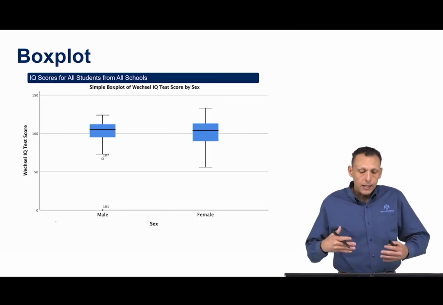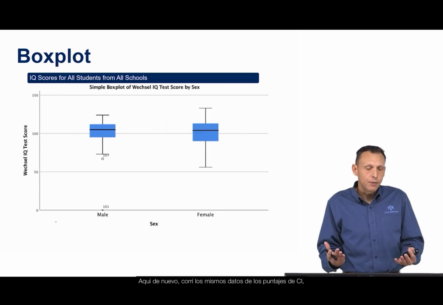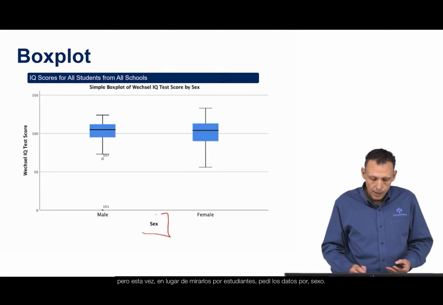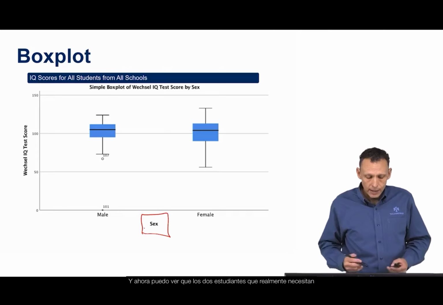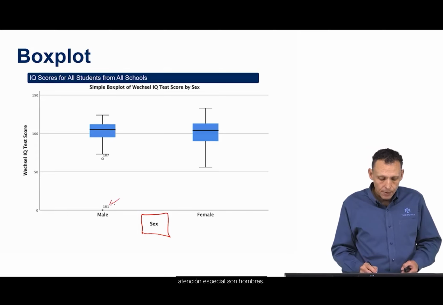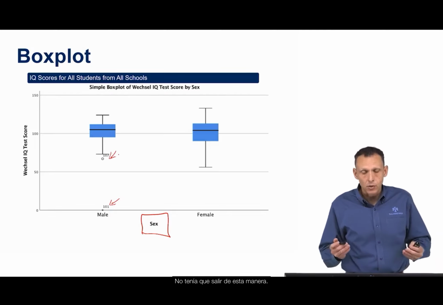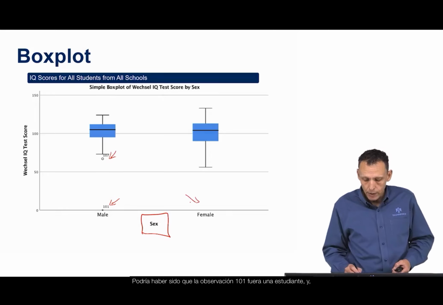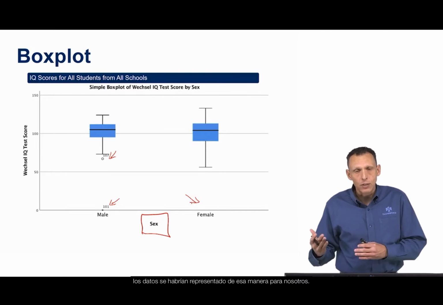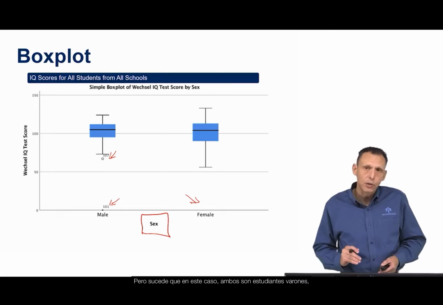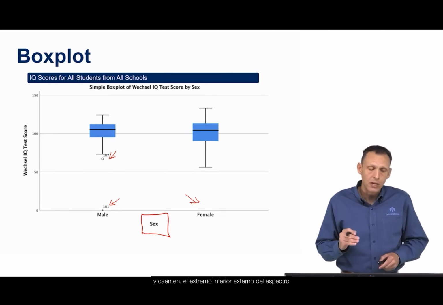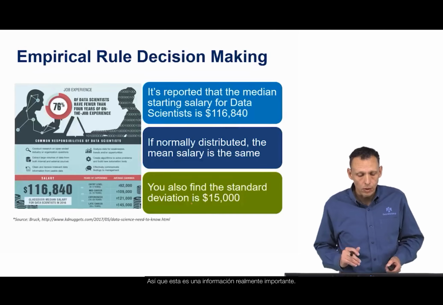detail. Here again, I ran the same data of the IQ scores, but this time, instead of looking at it by school, I asked for the data by sex. And now I can actually see that the two students that really need special attention happen to both be male. It didn't have to come out this way. It could have been that observation 101 was a female student, and the data would have represented itself that way to us. But it so happens in this case they both happen to be male students, and they're falling on the outside lower end of the spectrum in terms of IQ scores. This is really important information.